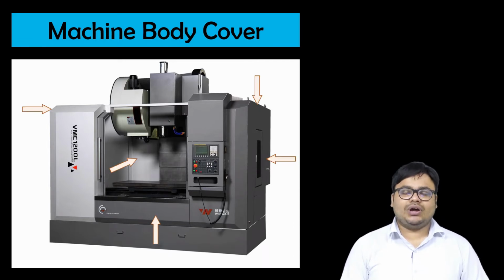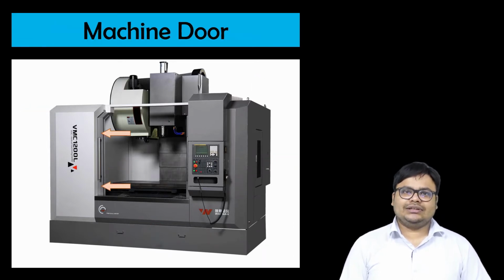Then moving on to the next one, this is the door, one of the most important parts of a CNC machine. Through this door, if you want to load a job, unload a job, or do the settings of a job, you do it through this door. Once you open it, you can load the job, unload the job, or do the necessary settings required, and once you close the door you can start the machine.